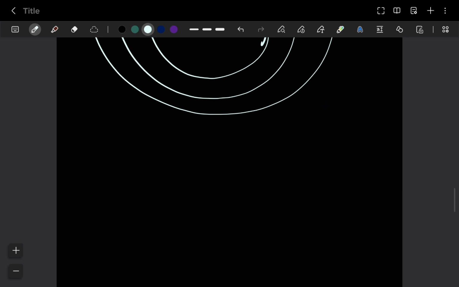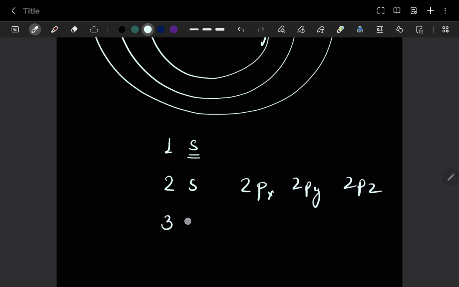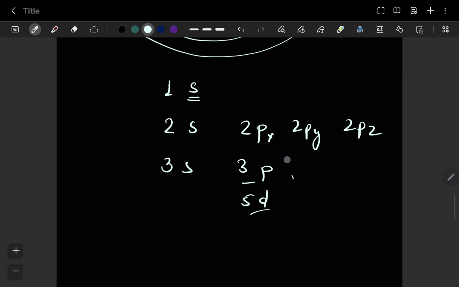In one orbital there are 2 electrons. In the first shell there is 1 orbital, s. In the second shell there is the 2s orbital and there are 3 p orbitals, 2px, 2py, 2pz. Then in the third shell there are 3s, then 3p orbitals, then 5 d orbitals. And how many electrons will be there? In each orbital there will be 2, but in one shell how many? You can simply calculate 2n squared.